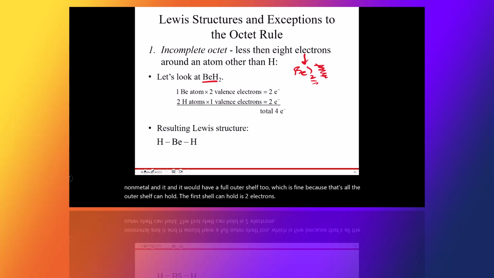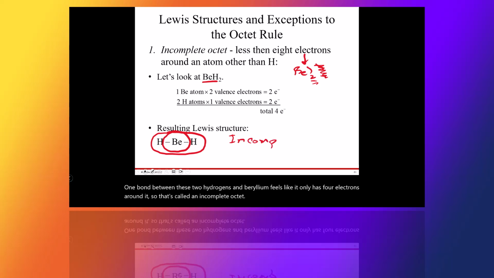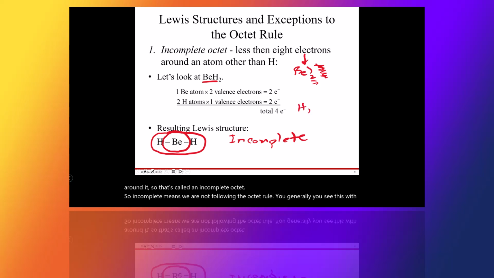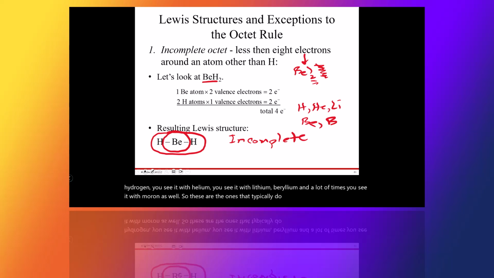So beryllium does not follow the octet rule. It is satisfied with creating only 1 bond between these 2 hydrogens, and beryllium feels like it only has 4 electrons around it. So that's called an incomplete octet. Incomplete means we are not following the octet rule. You see this with hydrogen, helium, lithium, beryllium, and a lot of times with boron as well. So these are the ones that typically do not follow the octet rule.